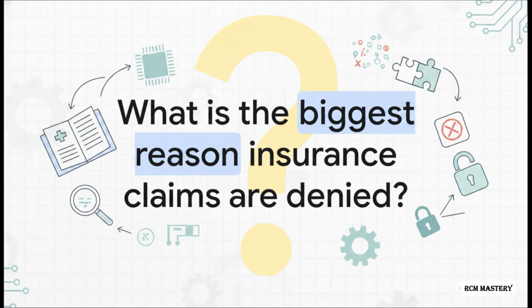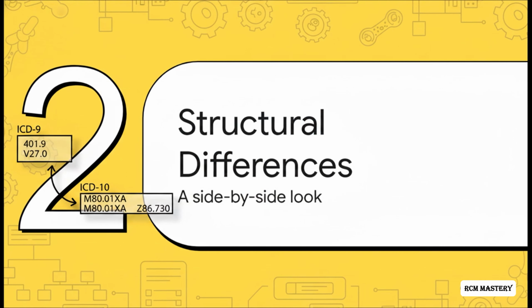And to really understand the why behind the change, you just have to ask this one question. What's the single biggest reason that insurance claims get denied? I'm sure you know it. It almost always comes down to one little word: specificity. Or more often, a lack of it. And that problem, that lack of specificity, is exactly what ICD-10 was designed to solve.